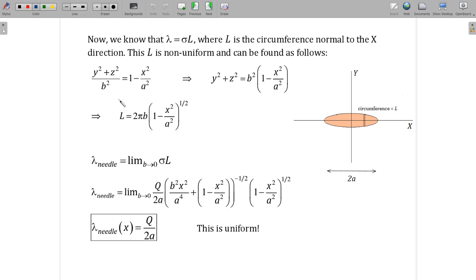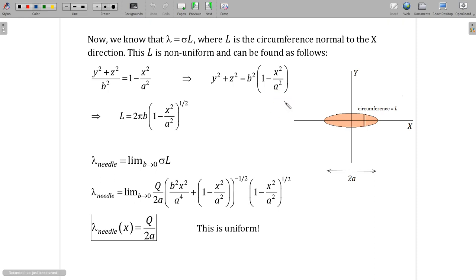Again, using the ellipsoid equation. So this is still an ellipsoid, and if I cut it with a plane perpendicular to the x-axis, I get a circle, and the equation of that circle is achieved from this ellipsoid equation. If I take x to the other side, I produce this formula: y square plus z square equal to b square times 1 minus x square by a square.